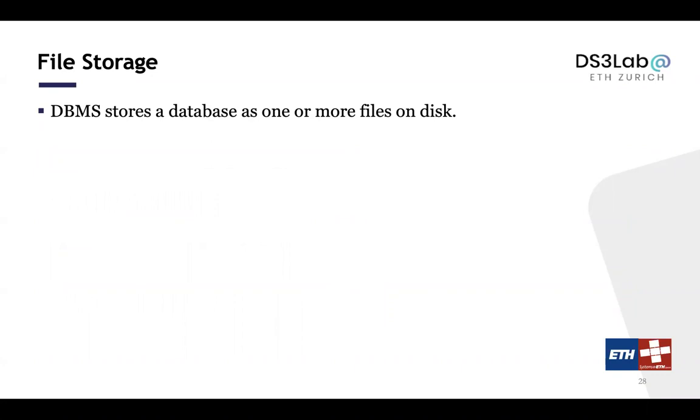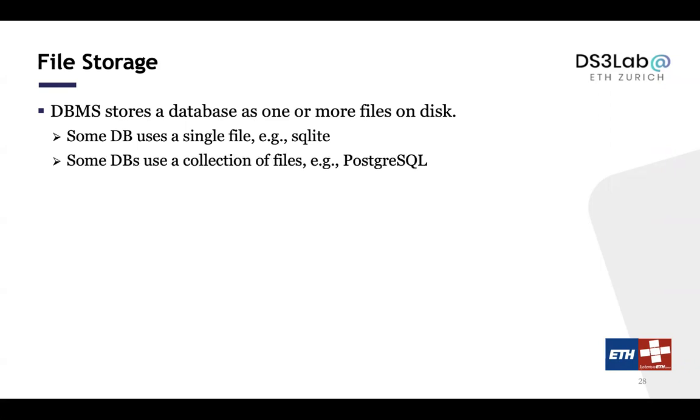One assumption that we have, and it's not a crazy assumption, is that a database management system often stores the database as one or more files on disk. Some databases use a single file. For example, SQLite stores your whole database as a single file on your hard drive. Some databases use a collection of files. For example, PostgreSQL stores your database as a whole bunch of files on your hard drive.